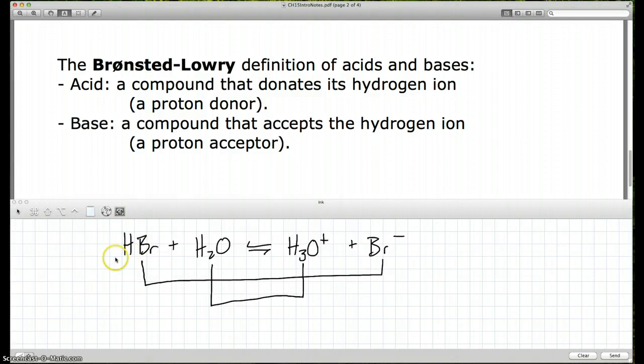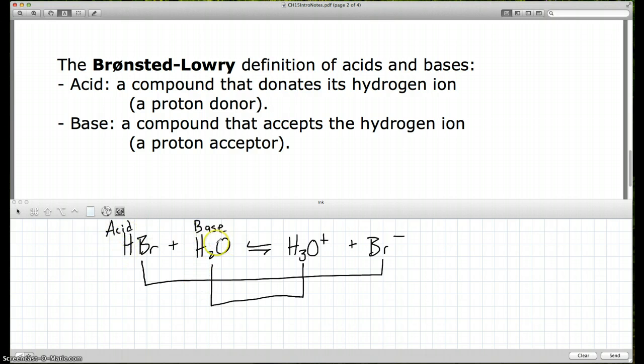And if you see, HBr has an H over here, and here it doesn't have an H. So it must have given away, it must have donated its H. Because it had an H, then all of a sudden it doesn't, so it gave it away. So that means HBr is our acid. Here, H2O has two H's, and then after the reaction has three H's. So it must have accepted an H in that process. By definition, the thing that accepts the H is the base.